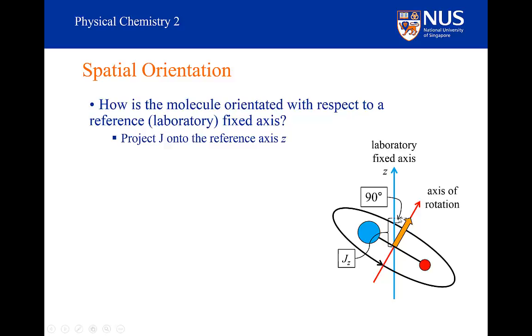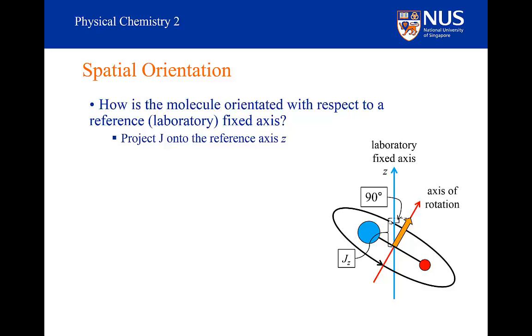This projection makes a right angle with the laboratory fixed axis. So you can see I've created a right angle triangle where the j vector is the hypotenuse and the projection of the vector will have a magnitude jz. Depending on how the molecule is oriented, the value of jz can vary anywhere from the actual magnitude of the angular momentum in the positive direction to the magnitude in the negative direction if I rotate it all the way around. But that is not going to be the case.